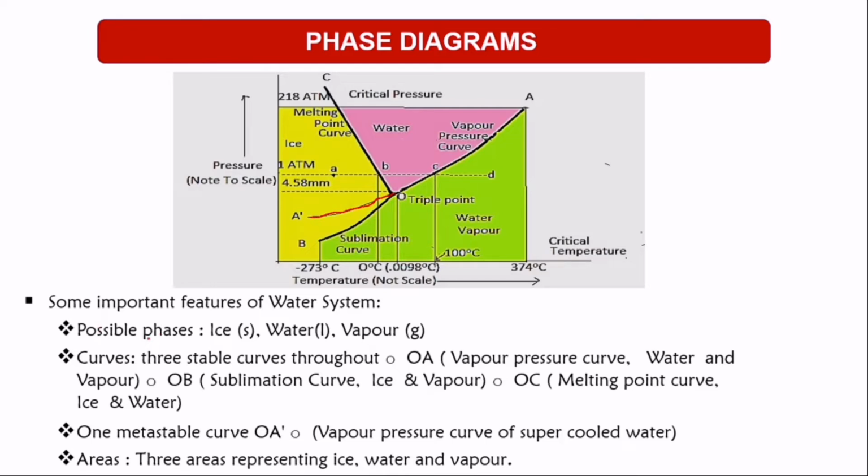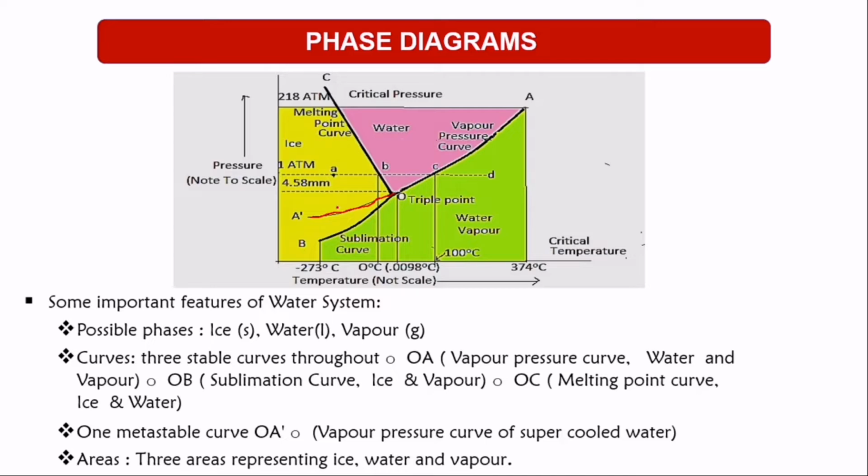The curves are three stable curves throughout. OA is the vapor pressure curve. OB is the sublimation curve. And OC is the melting point curve. So these are the three stable curves. When we talk about the metastable curve, it is the extension of OA, as I told you. It doesn't form part of the main curve, but it creates an alternate path which doesn't form part of the curve. So that becomes a metastable curve.